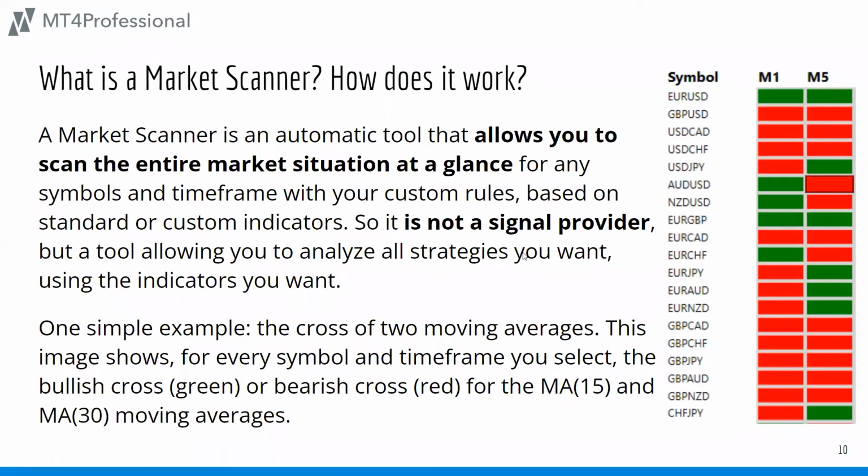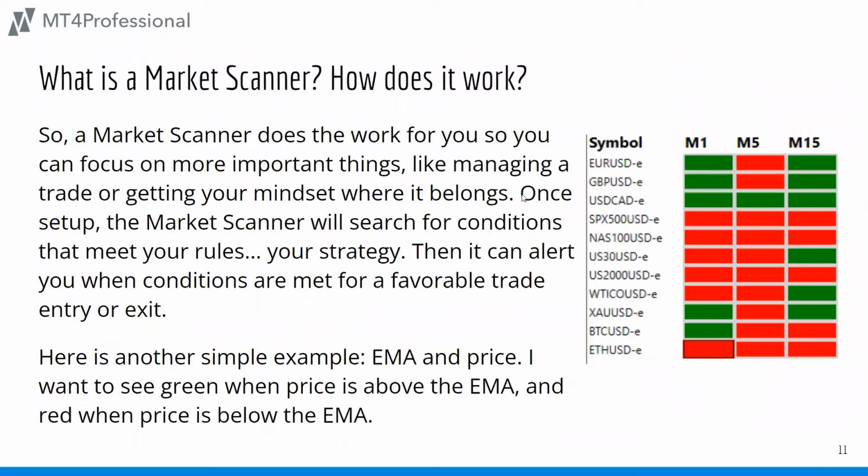So if I had a moving average crossover, say I wanted to see the fast moving average cross under the slow, that would be a bearish cross. And if I wanted to see the fast moving average cross above or on top of the slow, then that would be a bullish cross. Anytime that occurs for any symbol or time frame, I would like to see a green signal for a bullish cross and a red signal for a bearish cross. That would be ideal, and that would give me a really good signal to trade from. That's the idea behind a scanner.